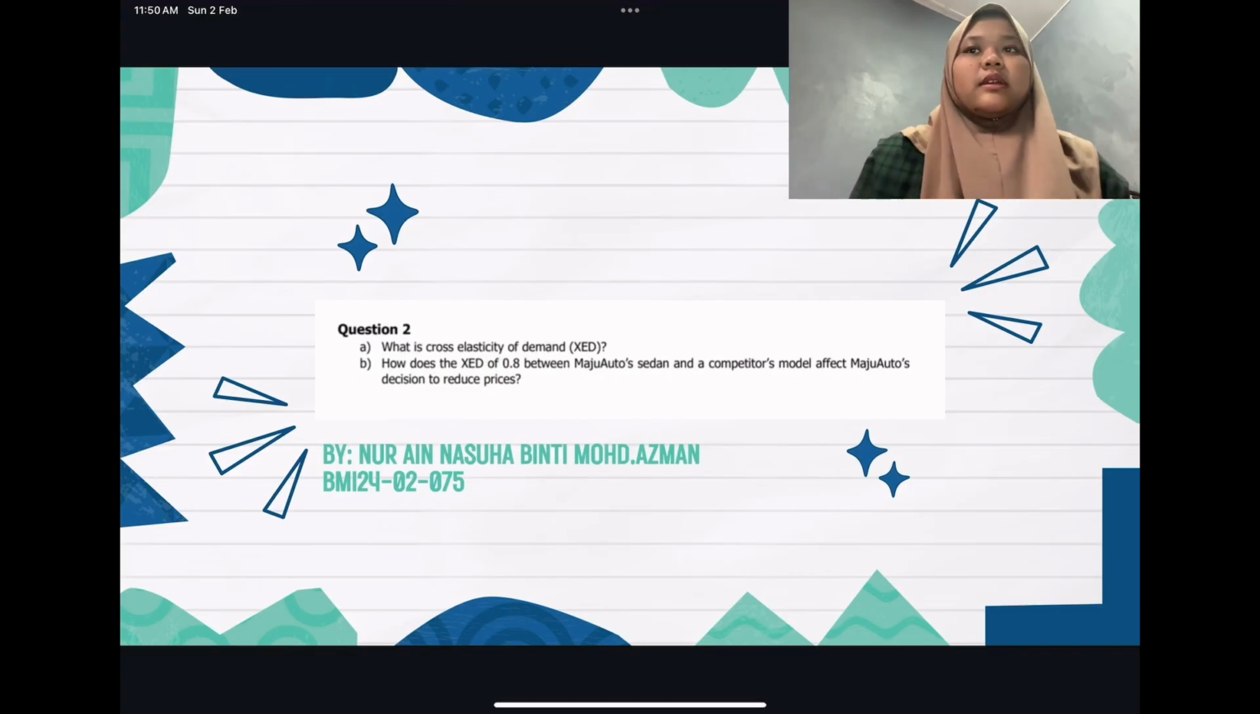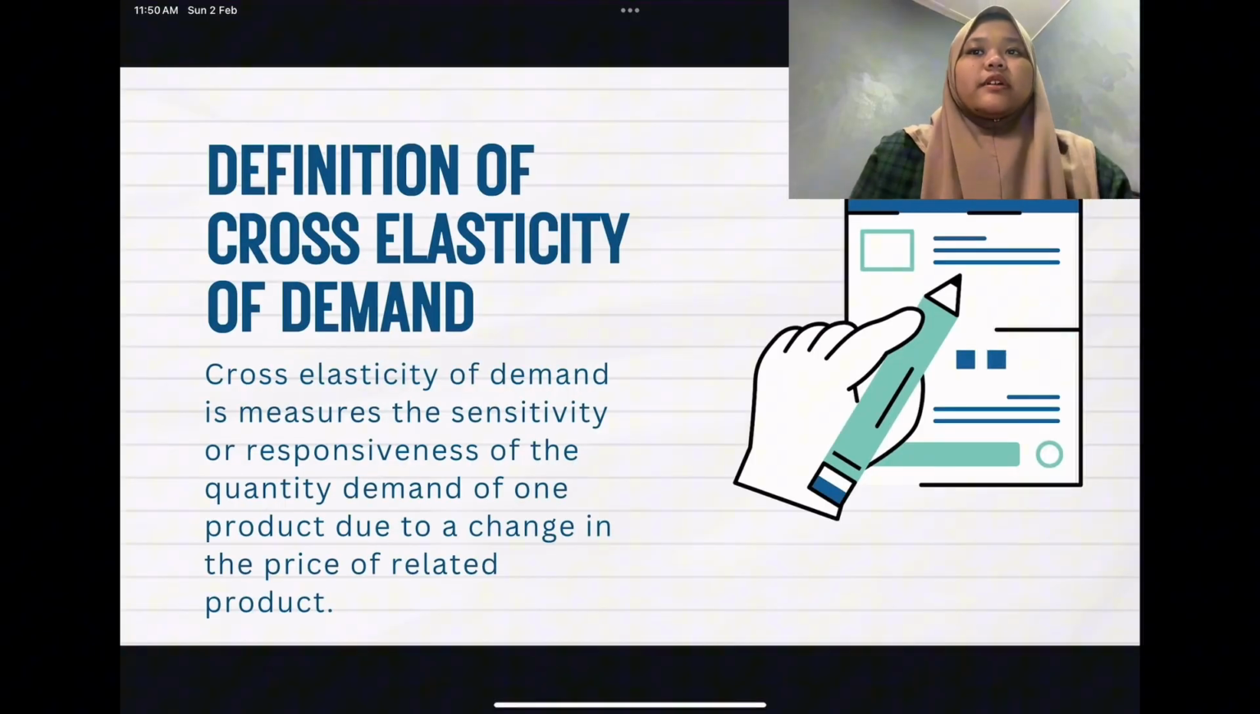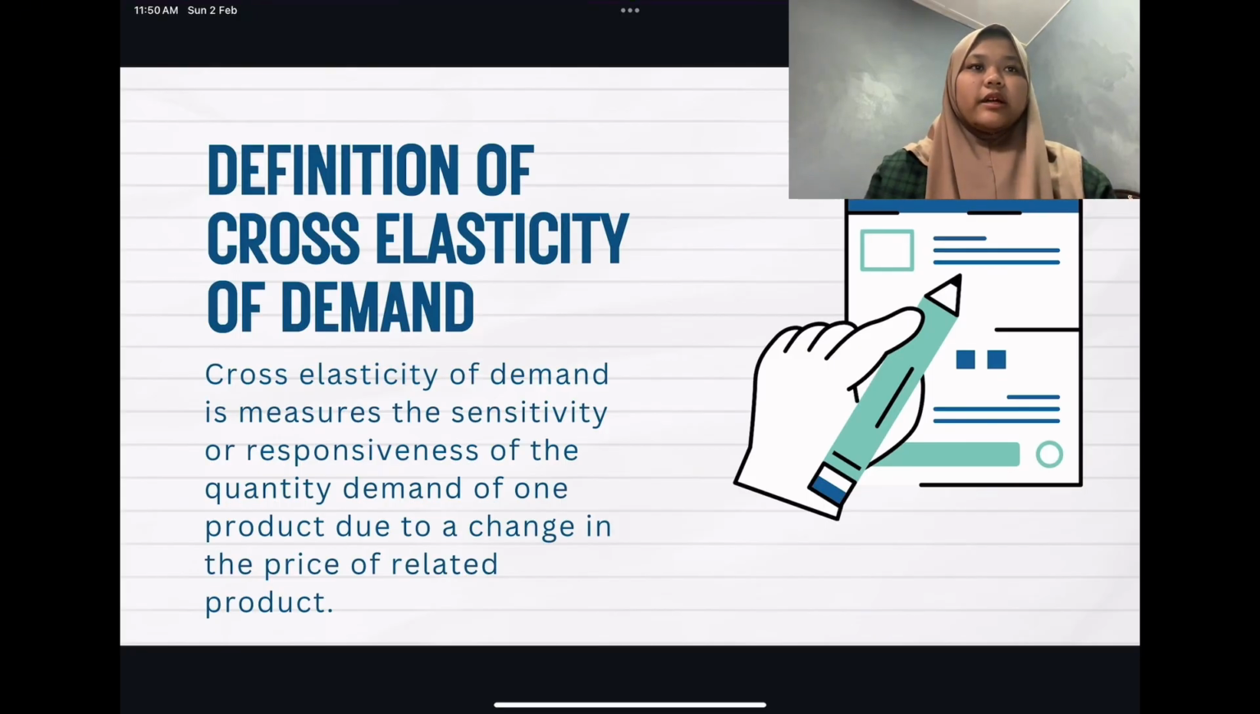I want to answer question 2, which is A, what is cross elasticity of demand, XED? The definition of cross elasticity of demand is that it measures the sensitivity or responsiveness of the quantity demand of one product due to change in the price of a related product.